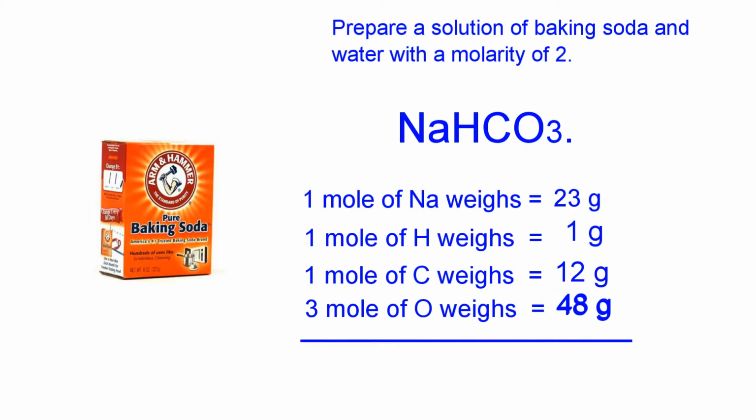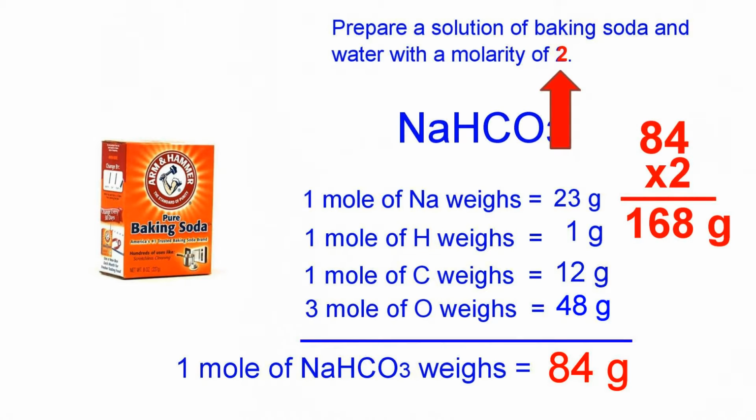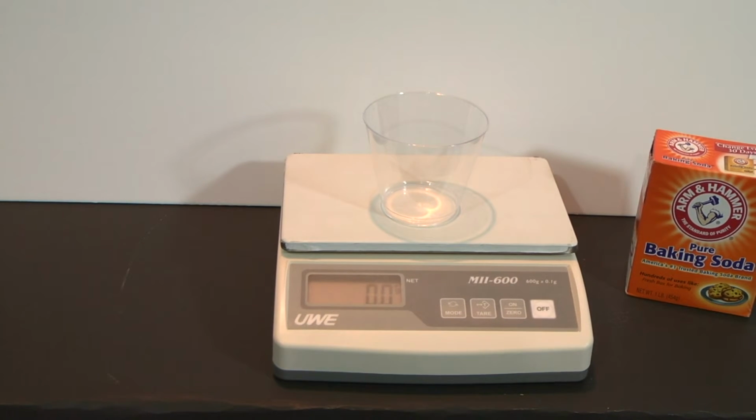Now let's add up the weight of all the atoms that are contained in 1 mole of baking soda molecules. And our answer is 84 grams. So 84 grams would be the weight of 1 mole of baking soda molecules. But it's important to remember that we are preparing a 1 liter solution with a molarity of 2. So we will need 2 moles of baking soda, and that will weigh 168 grams. Now let's go to the lab and prepare the solution.